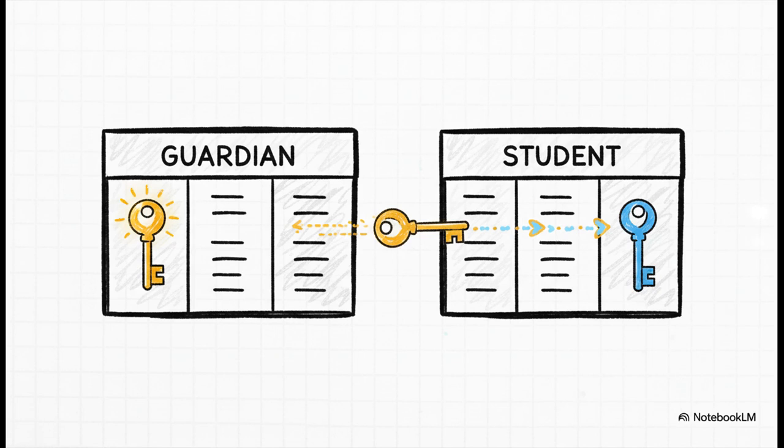That magic link is created by something called a foreign key. The student table uses the GUID column to point to or refer to the Guardian table. So, the GUID in the student table is a foreign key. It's like it has borrowed the primary key from the Guardian table to create a connection, a friendship between them. This is how we link data without ever having to repeat it.